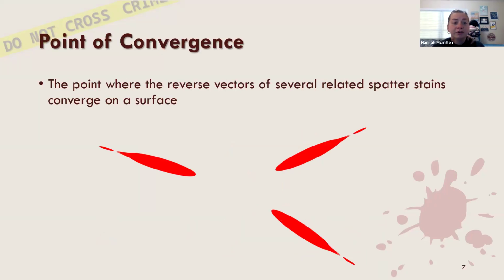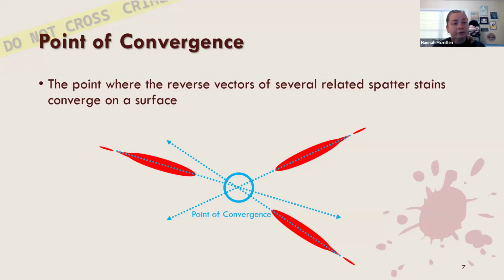So looking into point of convergence, the point of convergence is where the reverse vectors of several related spatter stains converge on a surface. Like what I was talking about, the reverse vector is following the satellite stain up through the tail and up through the parent stain. So you're going in reverse. Then when we do that, we can see that there's an area where everything overlaps with each other. That area is called the point of convergence. And from the point of convergence, we can then evaluate the impact angle.